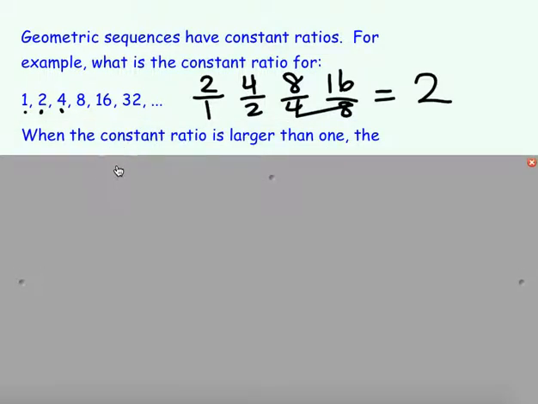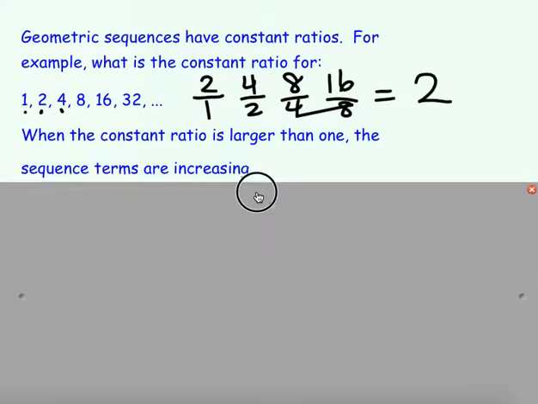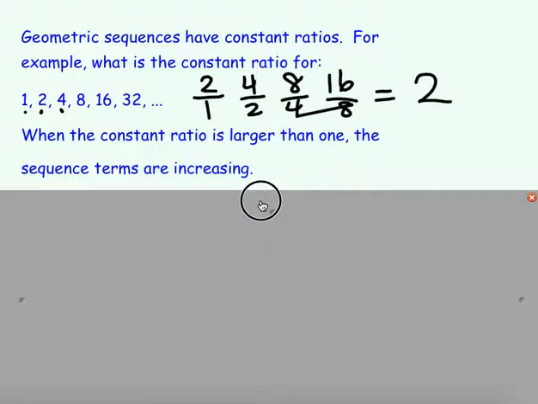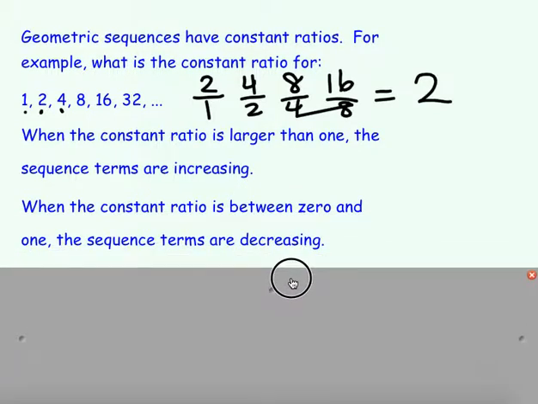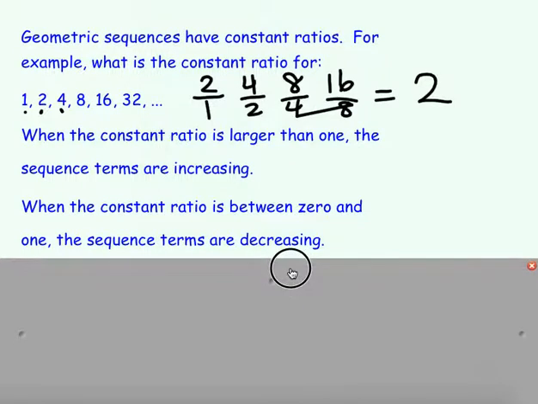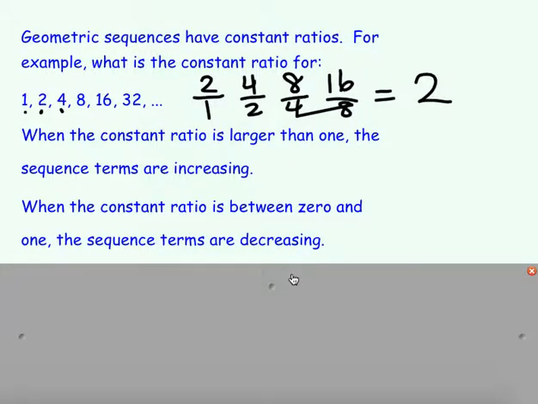Okay, so it says when the constant ratio is larger than 1, so in this case 2, would we be increasing or decreasing? Well, if we just based it on this pattern, this ratio is bigger than 1, and it looks like it's increasing. And this is true. If the ratio is larger than 1, then the terms are increasing. Which means if we have a ratio that's between 0 and 1, the sequence terms are decreasing. So if I have something like a ratio of 1/2 or 1/4, those terms are decreasing.